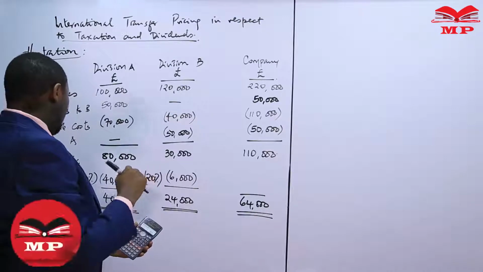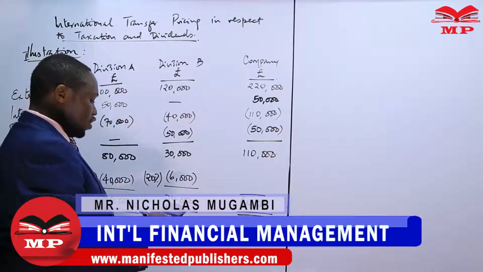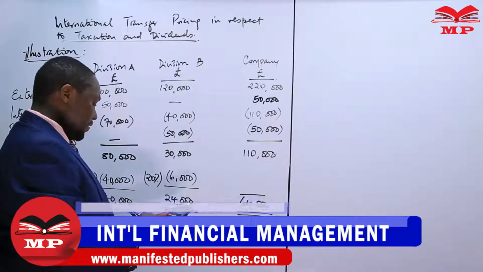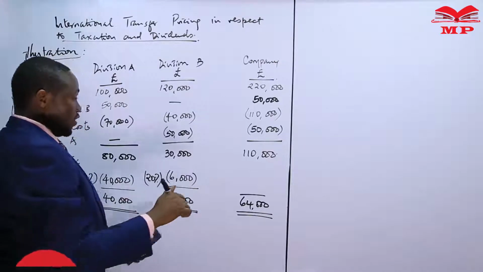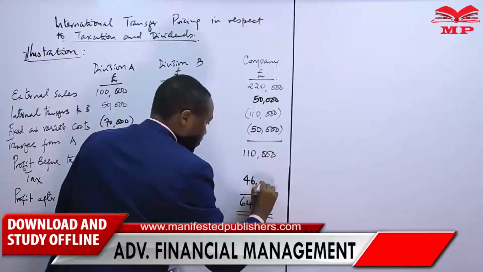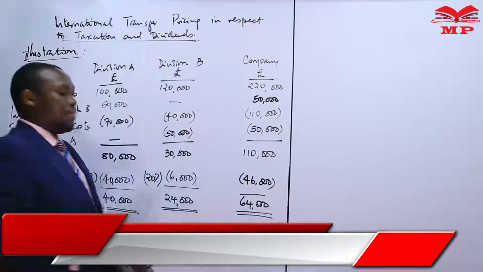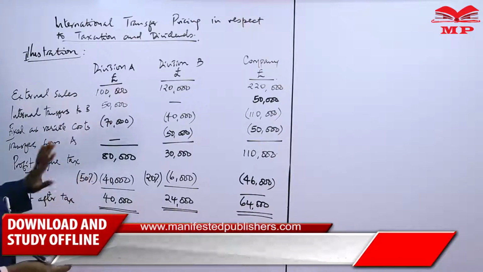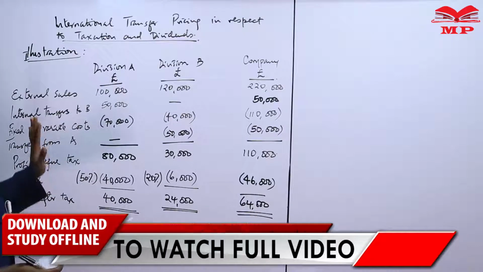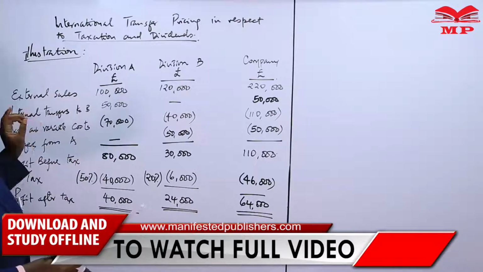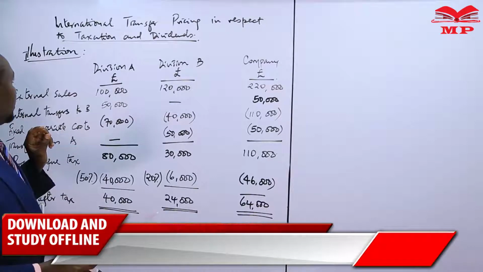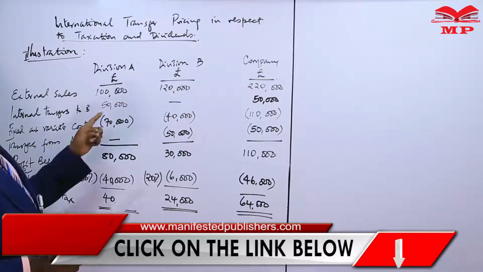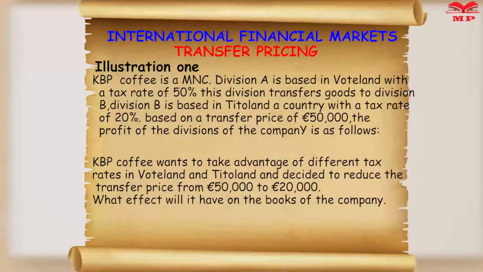So then it leaves us with a tax position total for the company with 40,000 plus 6,000, which will give us 46,000. Therefore, we can say that this is the position of the company with an international transfer pricing of 50,000 pounds.